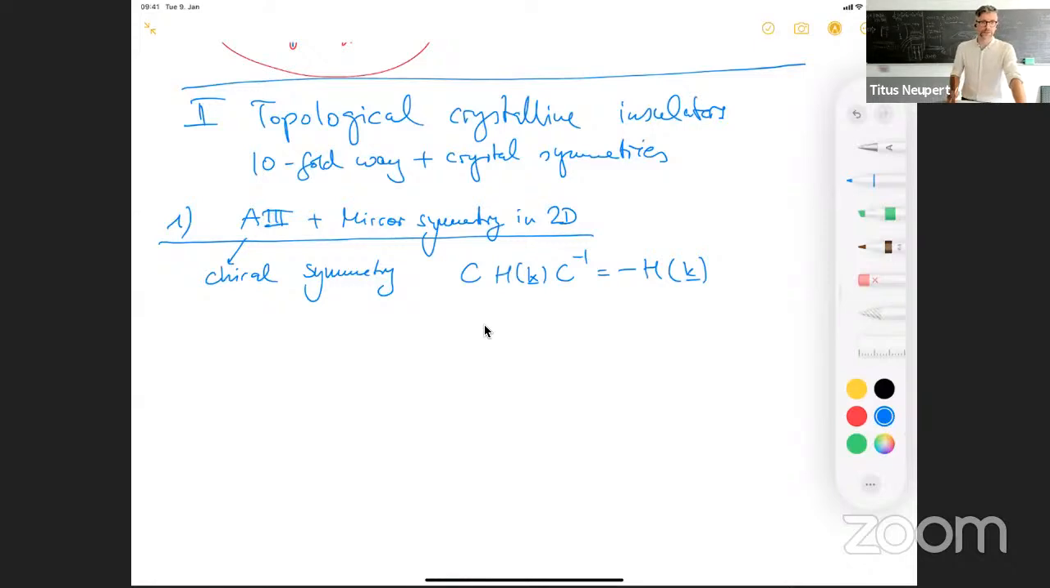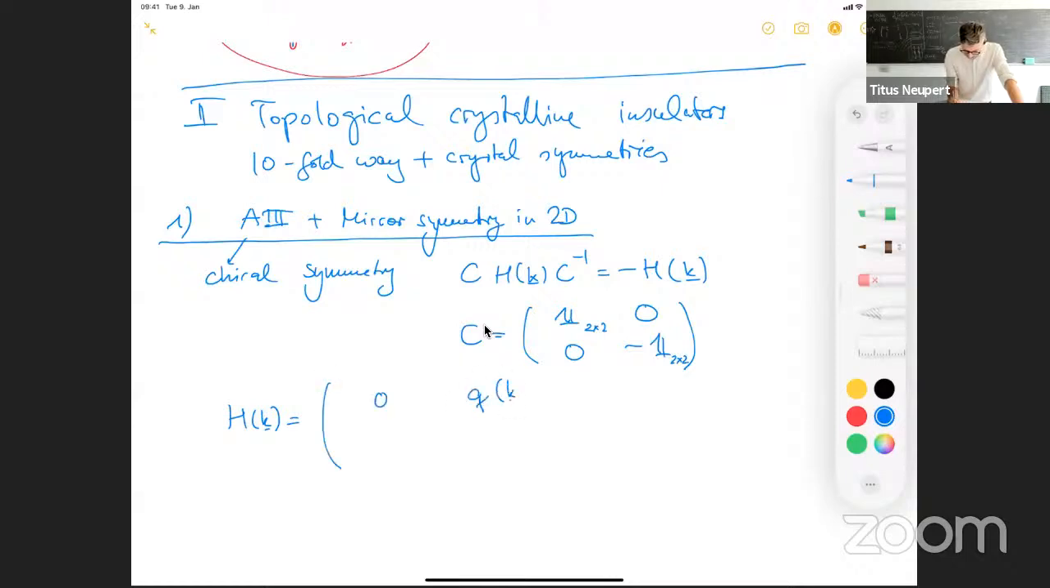The conventional way of dealing with systems with chiral symmetry is to go to the eigenbasis of chiral symmetry, where it is represented by a unit matrix and minus a unit matrix. In the case that we are going to look at, we want these to be 2x2 matrices, so the whole Hamiltonian is going to be 4x4. Then a chiral symmetric Hamiltonian can always be written in this form, Q(k), Q dagger(k), with some matrix Q, also referring here to Andre's talk where such structures appeared.